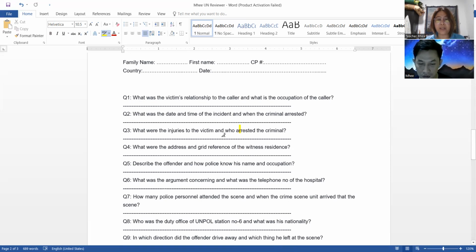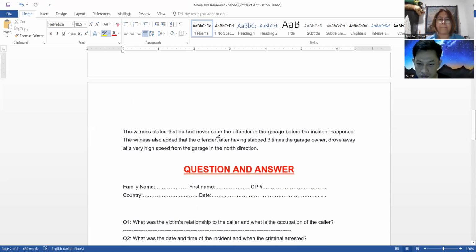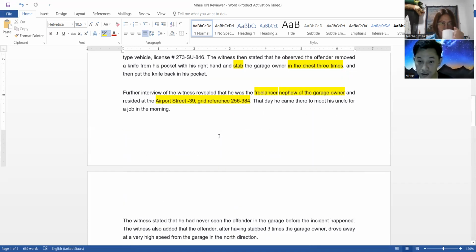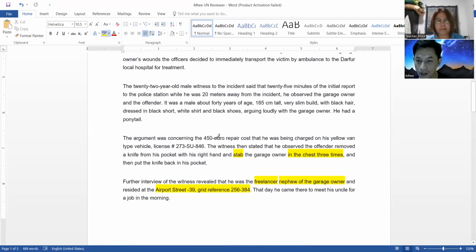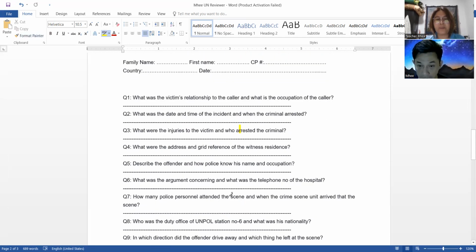Next is describe the offender and how police know his name and occupation. He is 185 centimeters tall, very slim build with black hair, dressed in a black shirt, white shirt, and black shoes. It was a male, about 40 years of age, with a ponytail, so long hair. It isn't mentioned that the police caught the criminal and know the name and occupation.